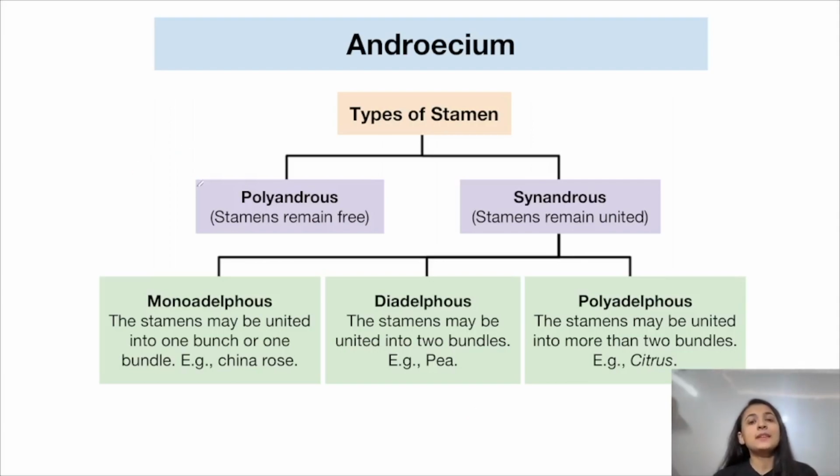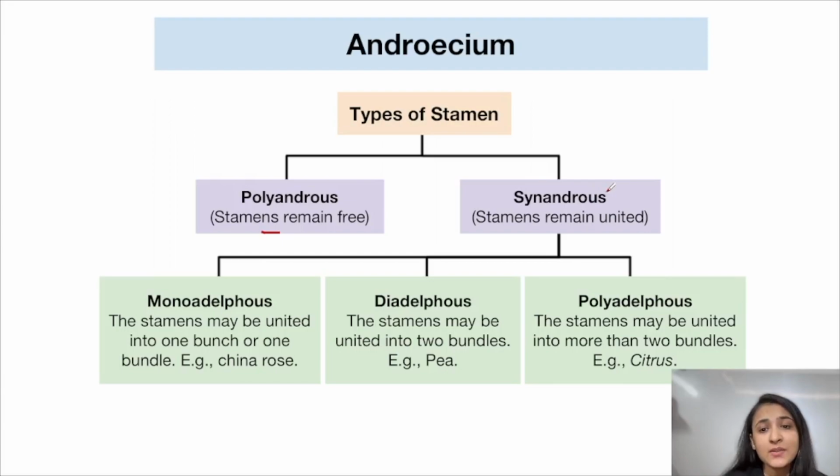So stamens can be further categorized into two types, based upon whether they remain free or united amongst each other. Earlier we were talking about the condition when they are attached to other whorls of the flower. Now we are talking about fusion amongst themselves. If stamens remain free, that means they are not attached to each other, not fused with each other. They are free of each other, present individually, have their own structure, individual identity. No fusion is seen between the adjacent stamens. Such condition is known as polyandrous condition, where stamens remain free.